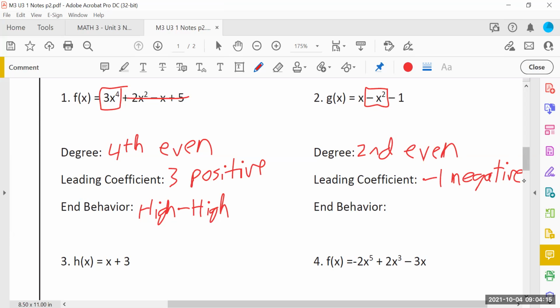So even degree, negative leading coefficient, the end behavior now. Look at our options. Which one's it going to be? Does everybody agree? Low, low? Again, if you're ever stuck, think about a quadratic. If it's positive x squared, it's high, high. If it's negative x squared, it's low, low, right? That's going to be the same for anything with an even degree.